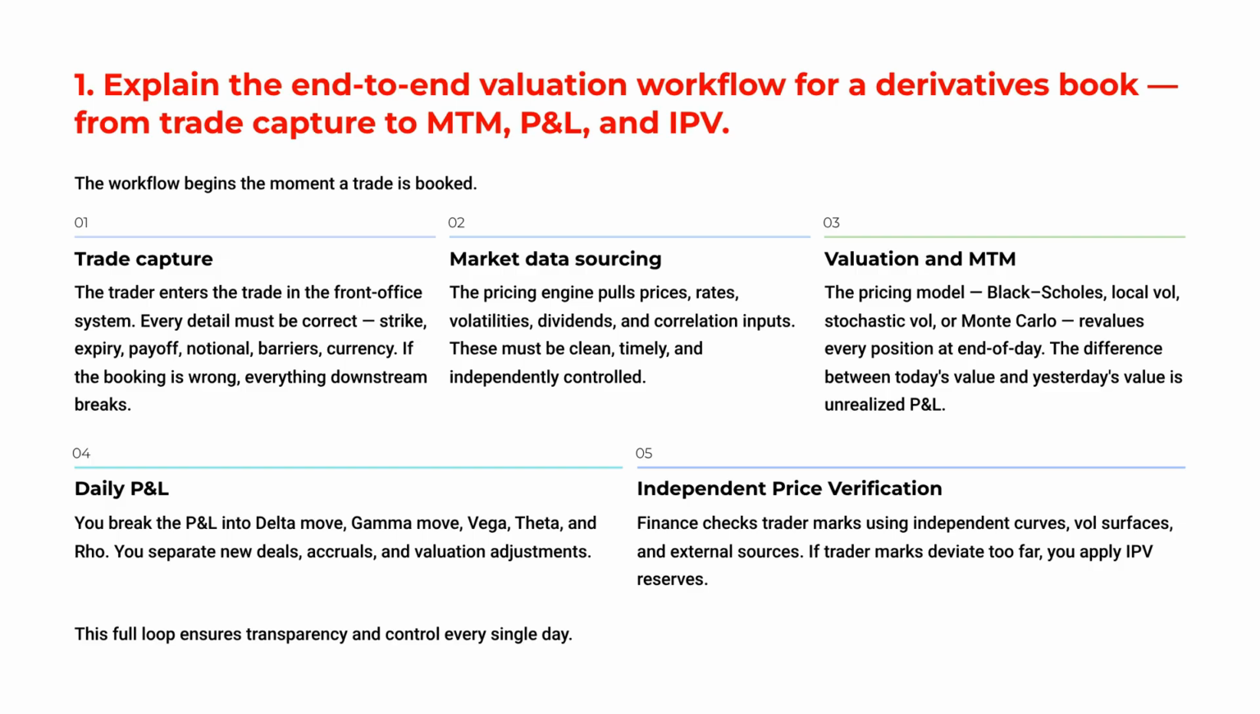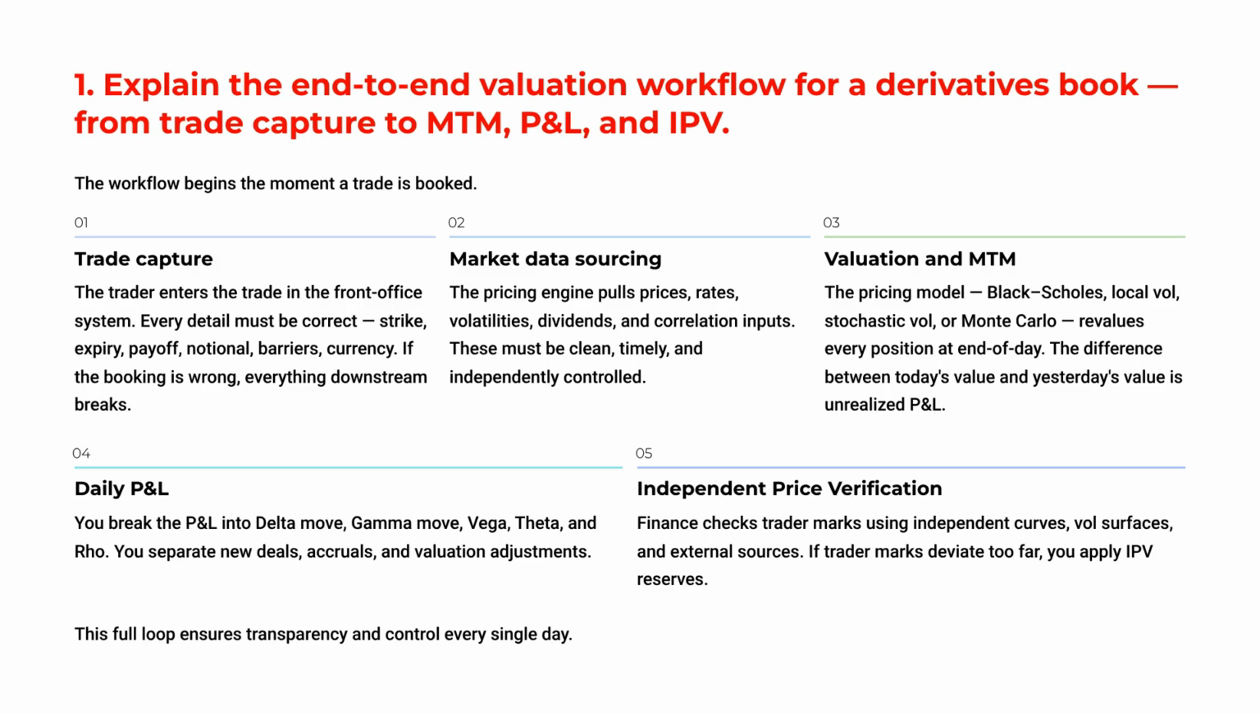Explain the end-to-end valuation workflow for a derivatives book, from trade capture to MTM, P&L, and IPV. The workflow begins the moment a trade is booked. Step 1. Trade capture. The trader enters the trade in the front office system. Every detail must be correct. Strike, expiry, payoff, notional, barriers, currency. If the booking is wrong, everything downstream breaks.